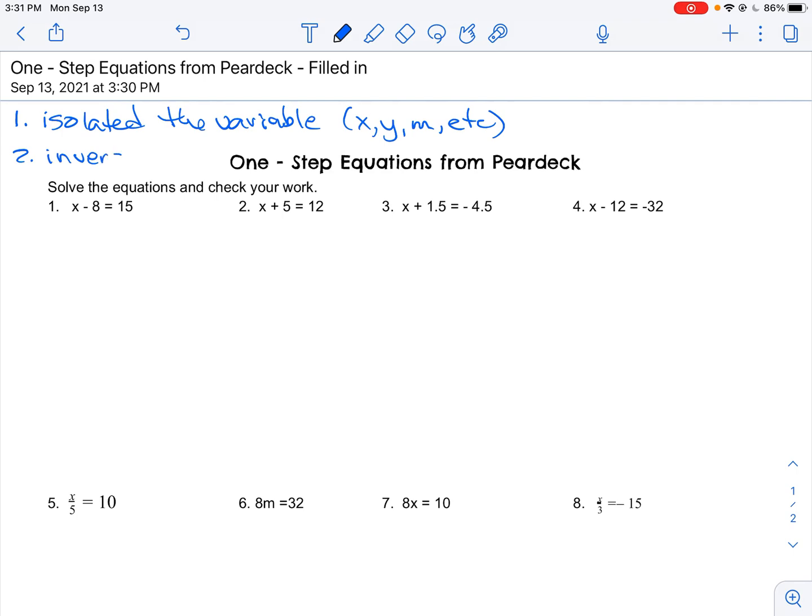So we're going to be doing inverse operations. Guys, that means the opposite operation.